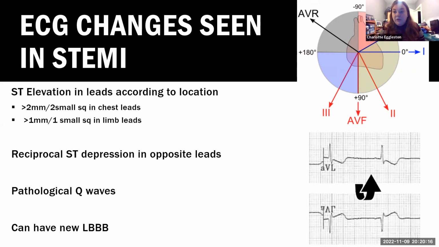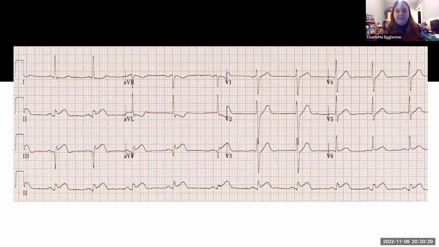You might get pathological Q waves, which we've talked about, and if someone has a new left bundle branch block, that can be a marker of a STEMI, basically. So that's another criterion for sending them for some intervention.